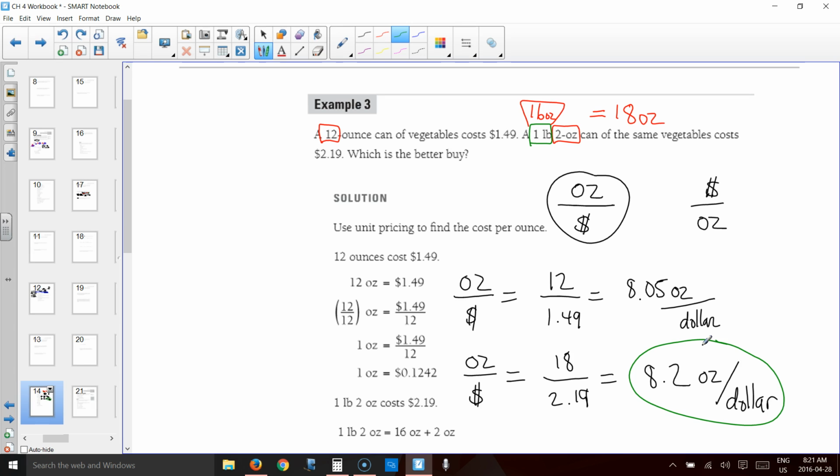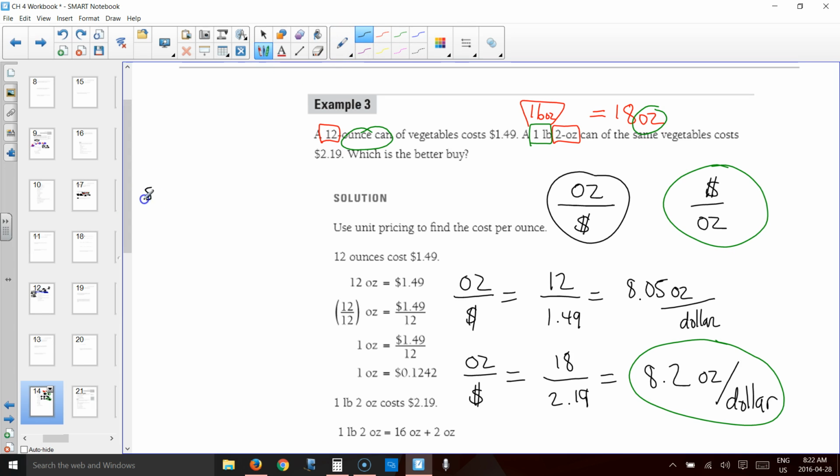Here's the other way to do it, and this is a little bit unconventional. I honestly would normally say, how much is it per ounce? In a story like this, the right way to do a unit rate is how many dollars per ounce, since the units of the item are ounces. We're talking about ounces of vegetables. So I would say the better way to go would be dollars per ounce. How much does it cost for 1 ounce?